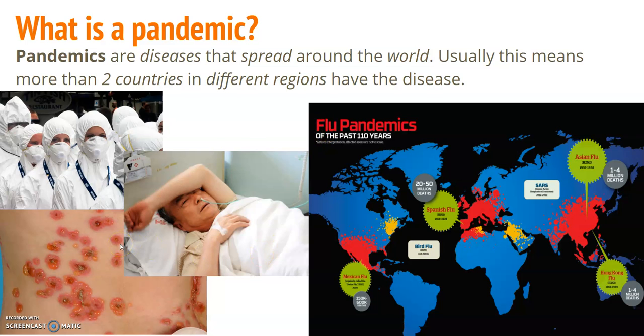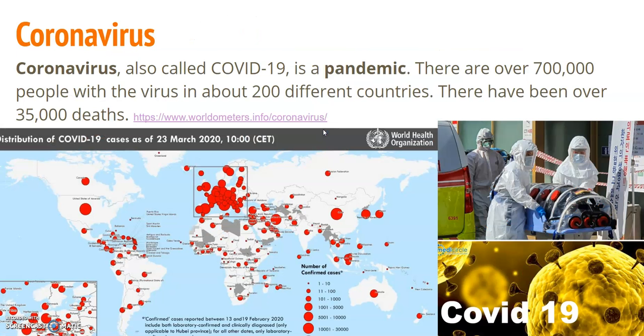So let's talk about other examples of a pandemic besides the flu. The first, most obvious one to you all right now is coronavirus. You all know what that is, I'm sure, but let's talk about it more specifically. So, coronavirus, also called COVID-19, is a pandemic. There are over 700,000 people with the virus in about 200 different countries. There have been over 35,000 deaths.